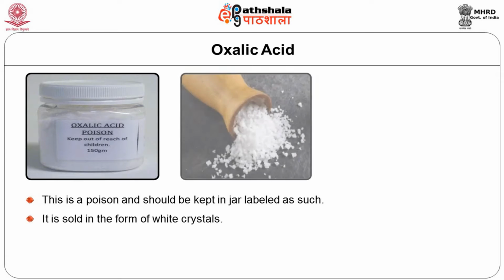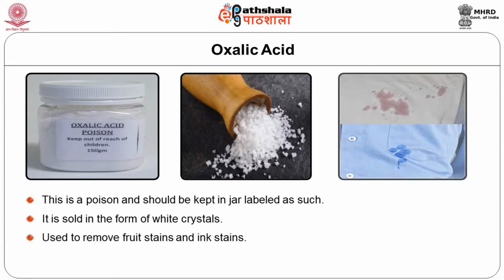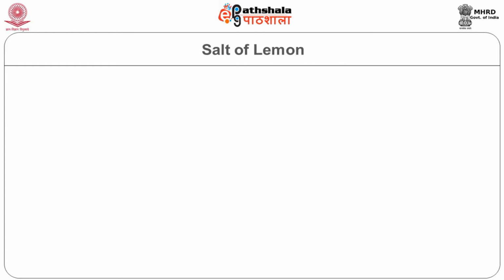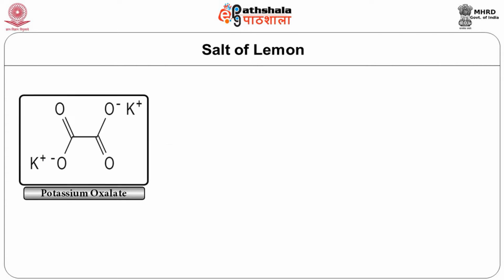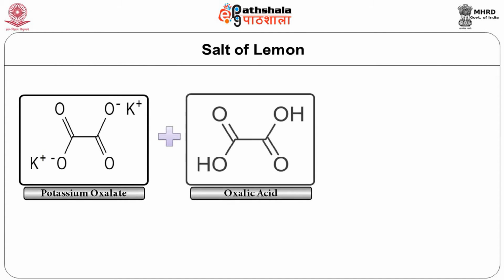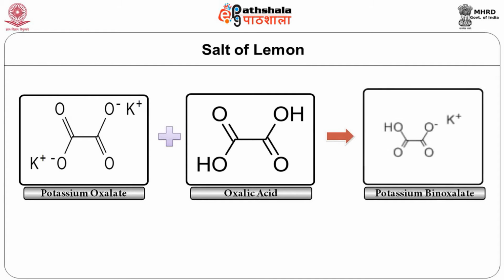It is sold in the form of white crystals and is normally used to remove fruit stains and ink stains. The next example of an acid reagent is salt of lime. This is a compound of potassium oxalate and oxalic acid, referred to as potassium binoxalate.